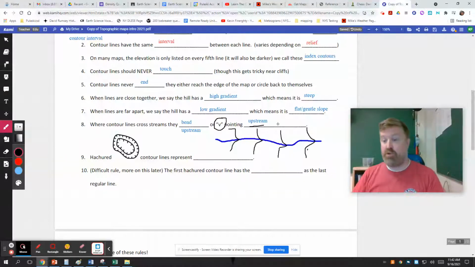That does assume that we know what upstream means. Upstream would be if you're standing in the river pointing up to where the water is coming from, that's upstream. If you turn around and point where the water is going to, that's downstream. If you were sitting in a raft, you're going to flow downstream. If you turn around and see where you came from, that's upstream. And these little V's on a contour map will point upstream.